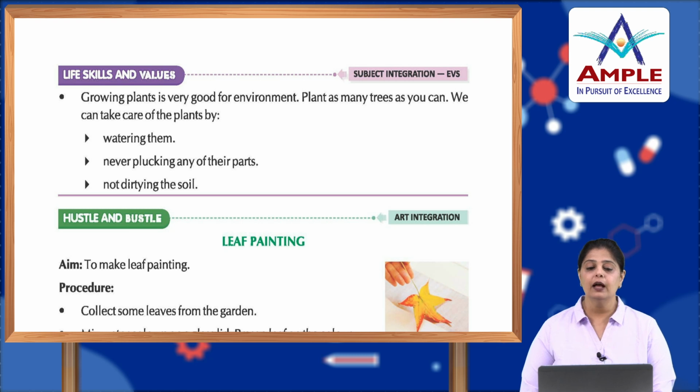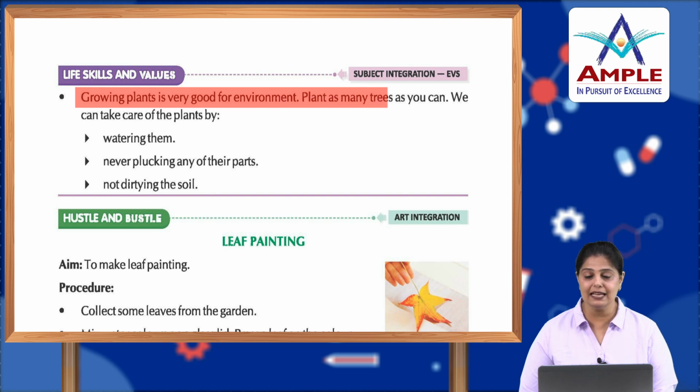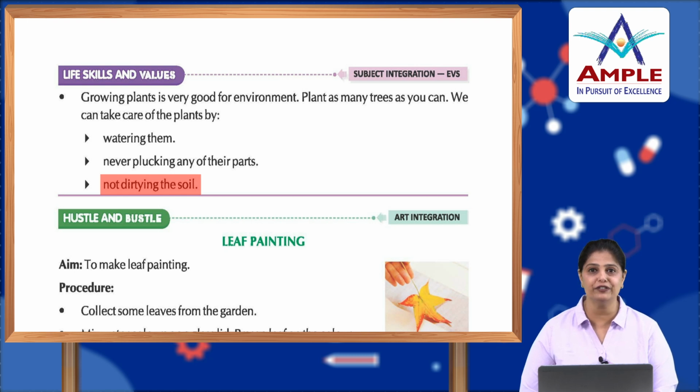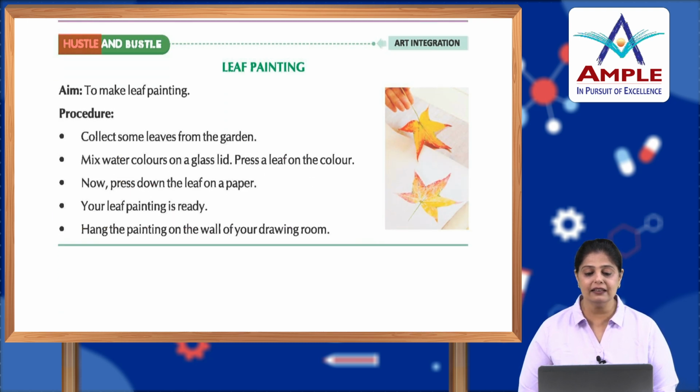Alright? Now, life skills and values. Growing plants is very good for environment. Plant as many trees as you can. We can take care of the plants by watering them, never plucking any of their parts, and not dirtying the soil. Okay, so do take good care of the environment, because the more plants you plant, the more cleaner the air that we breathe. Okay, now hustle and bustle, leaf painting.